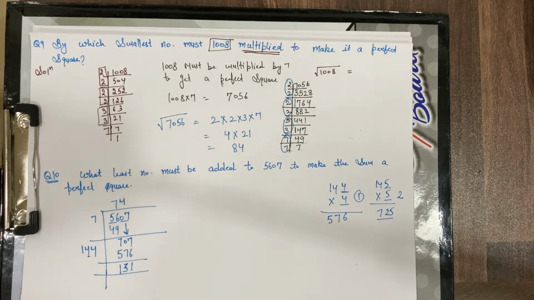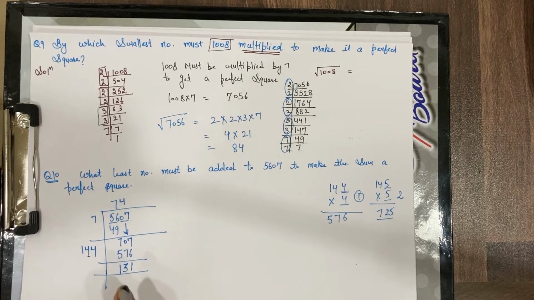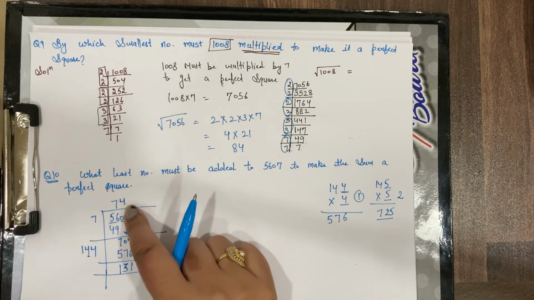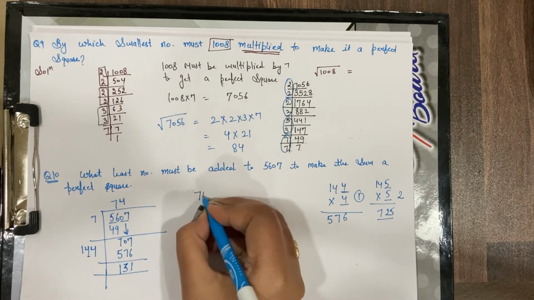Now 131 is the remainder. We know that 5607 is not a perfect square because we are left with a remainder. Now that means 74 is not the answer of this. First of all, find out the square of 74.